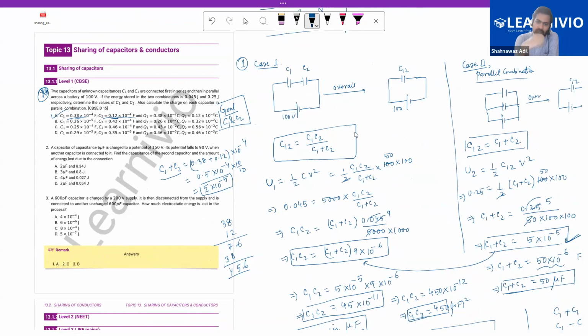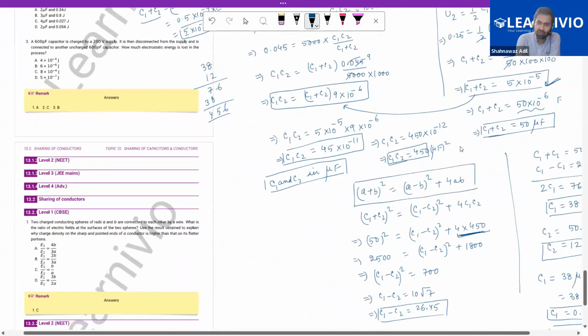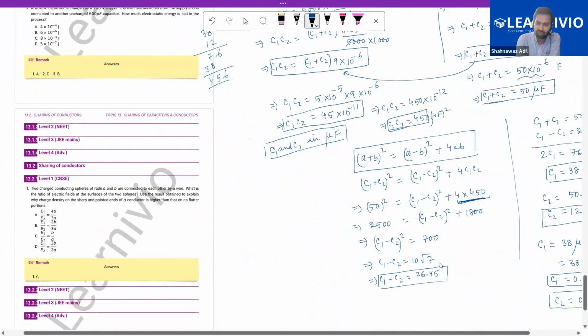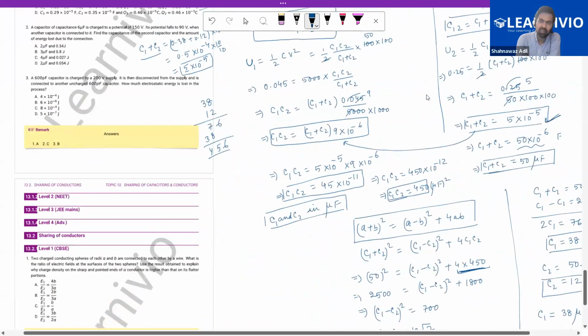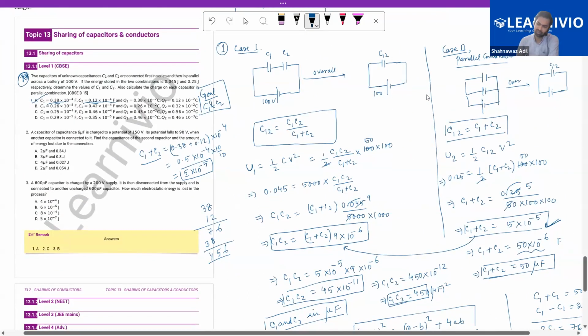Yes, sir. So we just have to remember the energy, and then the series combination capacitance, we put all those values. This is a crucial part, the identity. If we don't remember this one, then we cannot solve this. So we have to just remember this. Please note down this one and then we'll do the second part of this question.